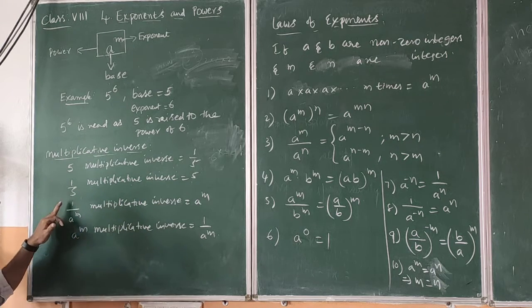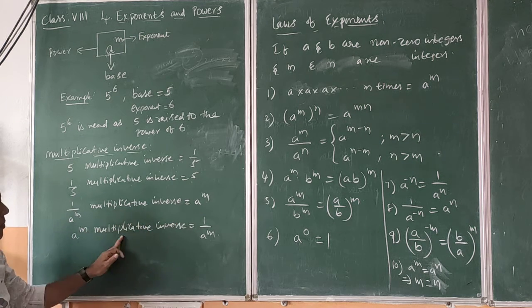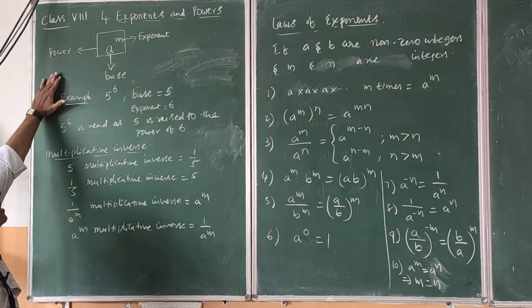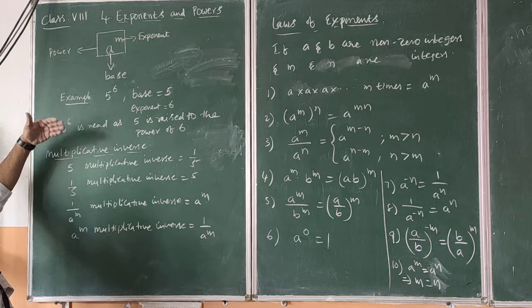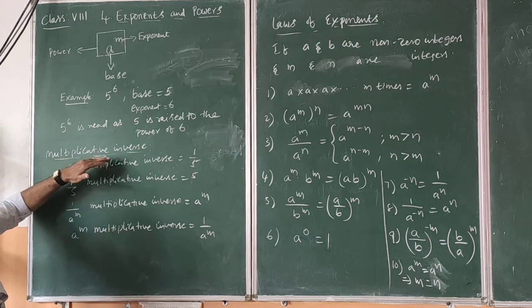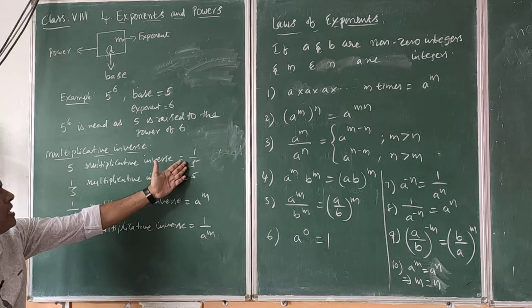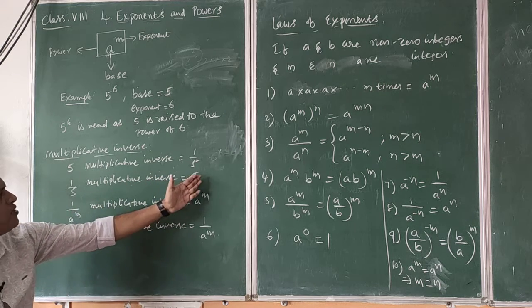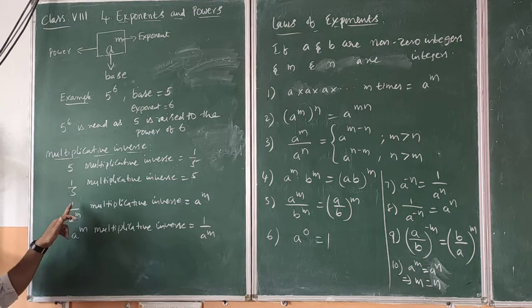Similarly, the multiplicative inverse of 1 by a power m is a power m, and the multiplicative inverse of a to the power of m is 1 by a power m. This you have to learn: first of all, what is base, what is exponent, what is power, and how it is read. 5 is raised to the power of 6, or simply 5 to the power of 6. The next concept is multiplicative inverse. 5 and 1 by 5 multiplied give 1, so they are multiplicative inverses of each other. Similarly, 1 by a power m and a power m are multiplicative inverses of each other.